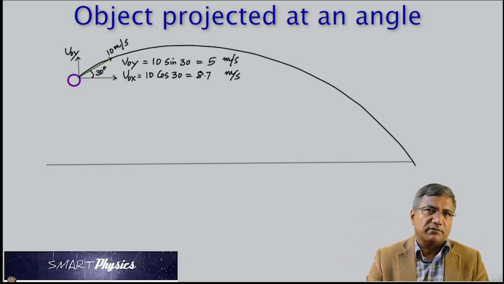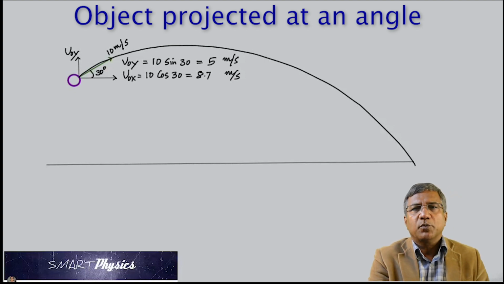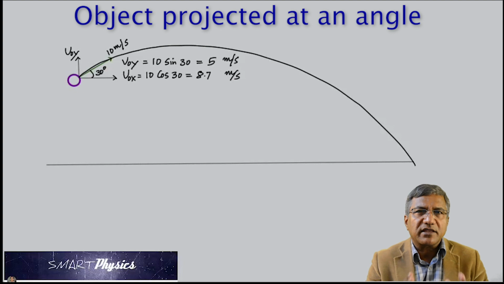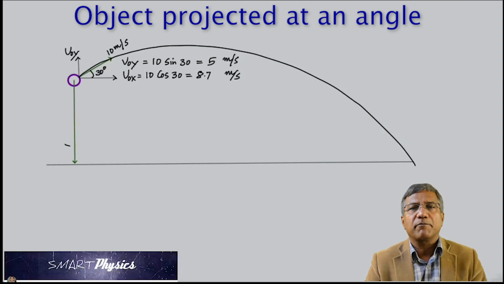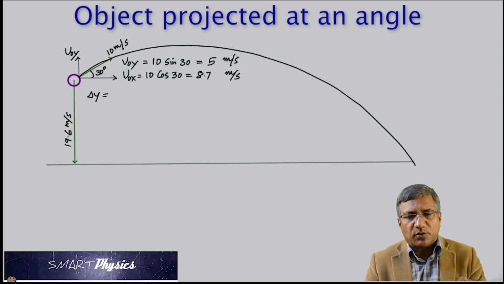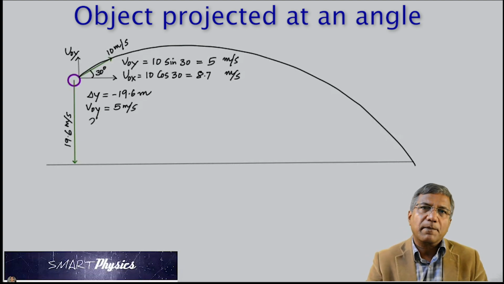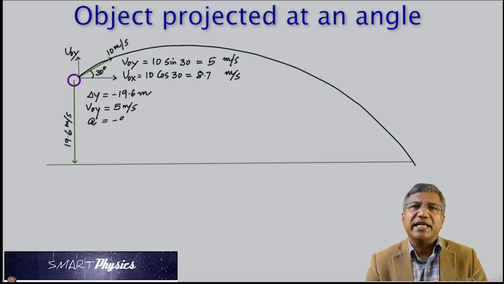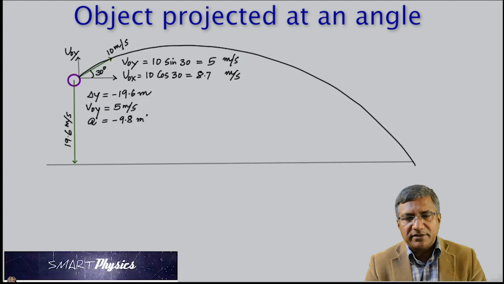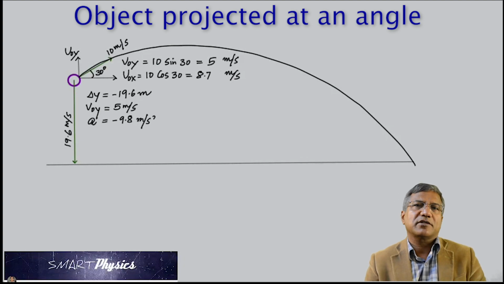And we have to find the time. Just like we did before, we will use the same formula. We will take the y quantities. So that means we are assuming that it's at the same height of 19.6 meter, okay? So delta y is negative 19.6 meter. The initial vertical velocity is 5 meter per second. Acceleration is negative 9.8 meter per second squared, and we are looking for time.